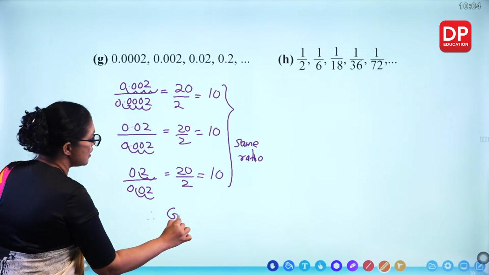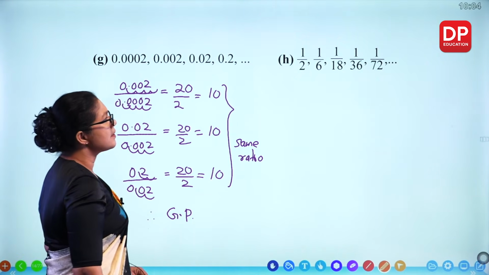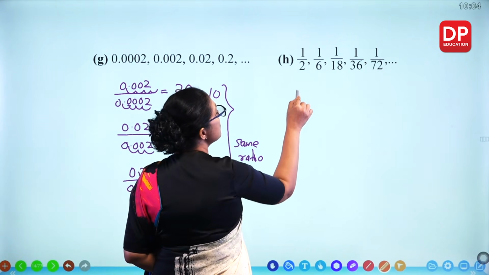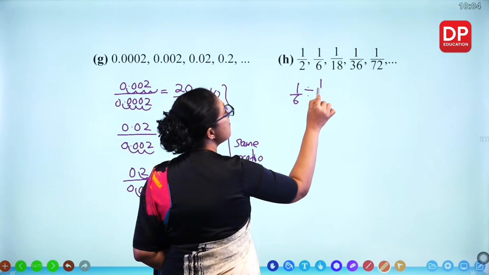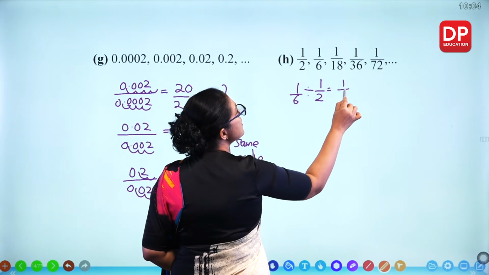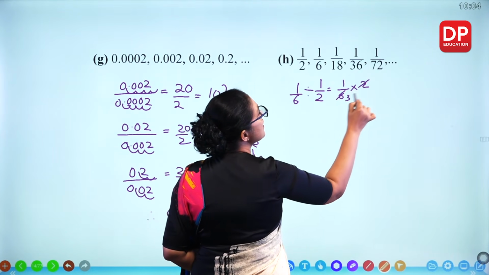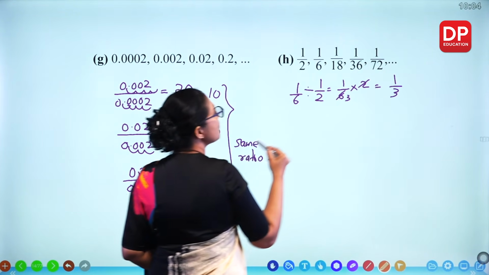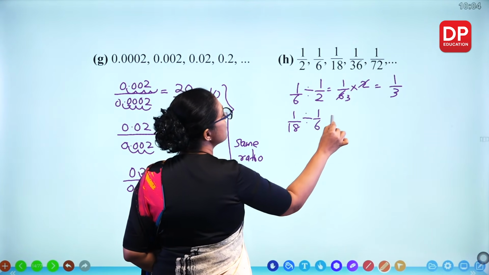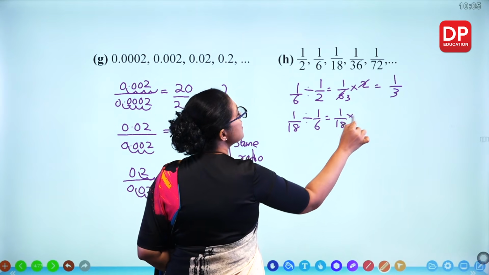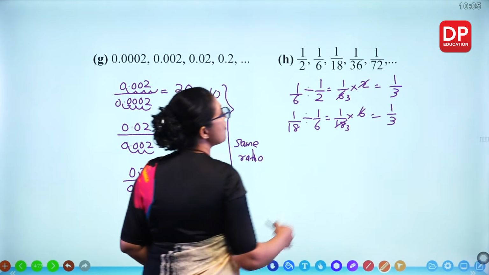Therefore, it's a geometric progression. Look at this part. Take any term. I'll write this way because these are fractions. 1/6 divided by half is 1/6 multiplied by the reciprocal. You get 1/3. Take any term, divide by its previous term. 1/18 multiplied by 6. Again, you get 1/3.